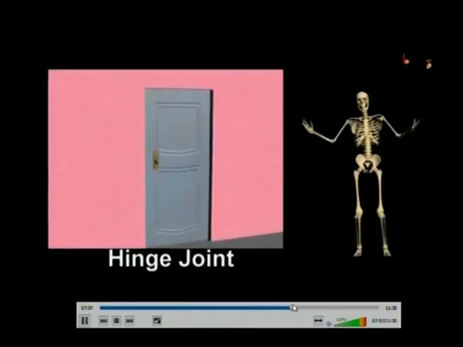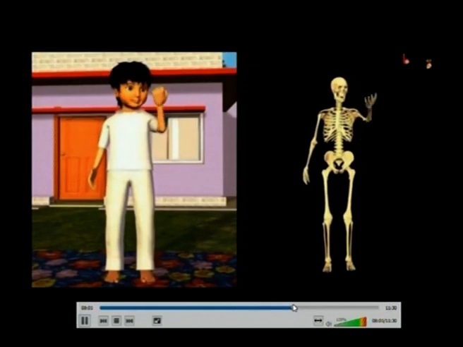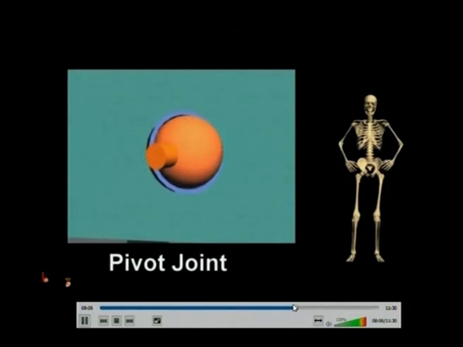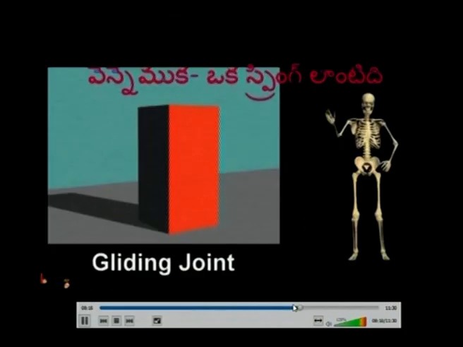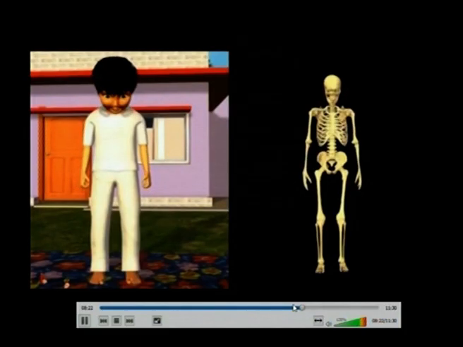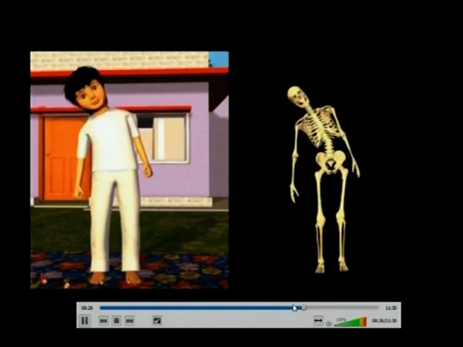This is the hinge joint. Observe the movement. The movement is possible only to one side. It is present in our elbows. This is the pivot joint. This is present in our neck. We are able to move our neck upwards, downwards and sideways. And this is the gliding joint. We are able to move frontwards, backwards and sideways by using this type of movement.